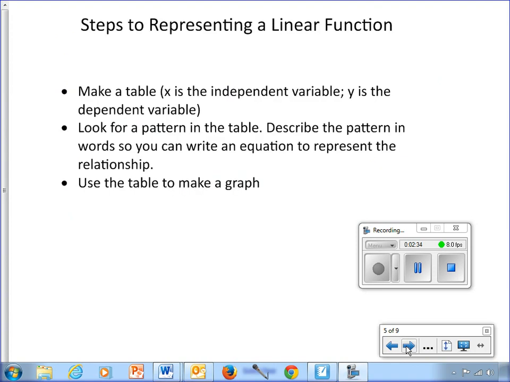Our steps to representing a linear function are as follows. First of all, you want to make a table using x as the independent variable, y as the dependent variable. Next, you want to look for a pattern in the table. Describe the pattern in words so that you can write an equation to represent the relationship. And then you want to use your table to make a graph of the function.